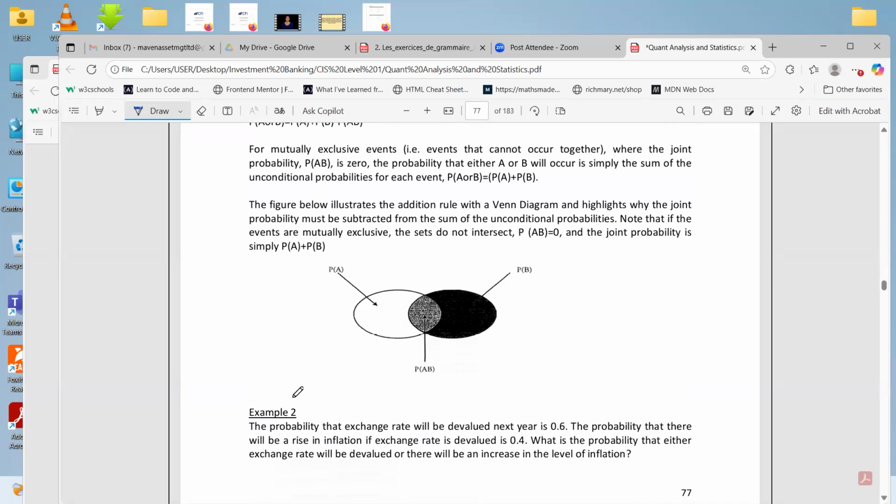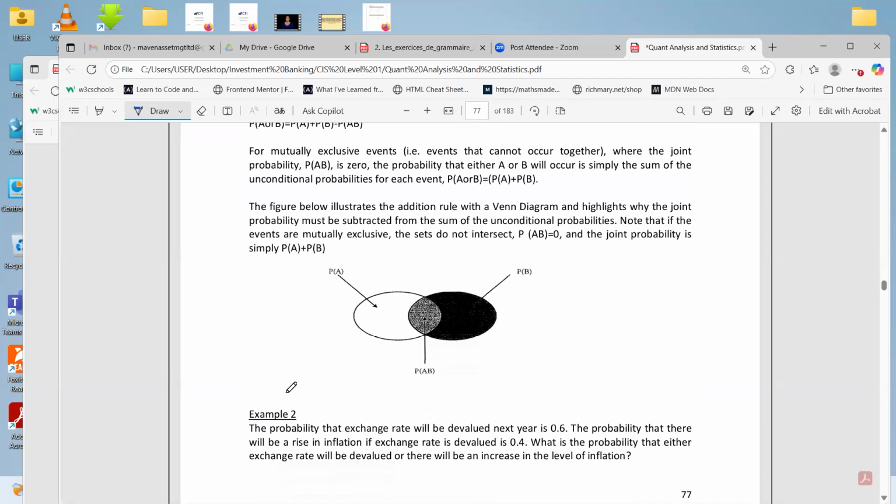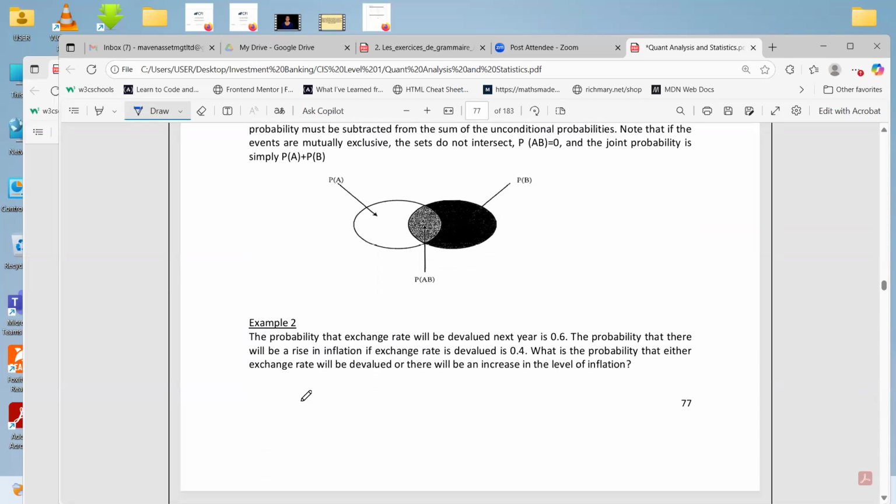So we have example two here. Can we have somebody read for us, please? Example number two. A volunteer, please.